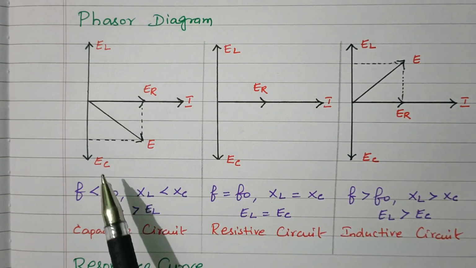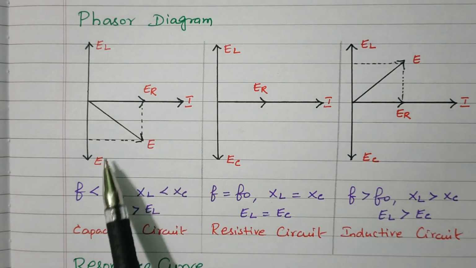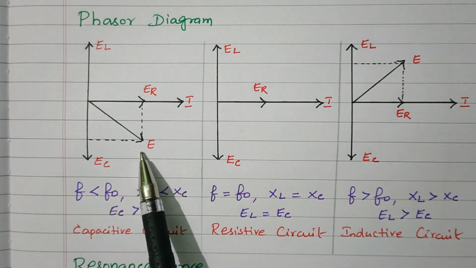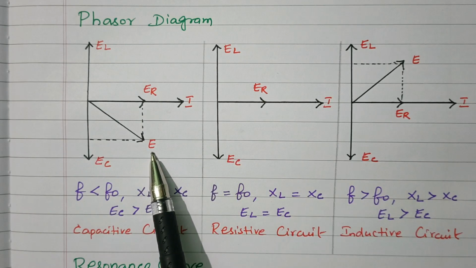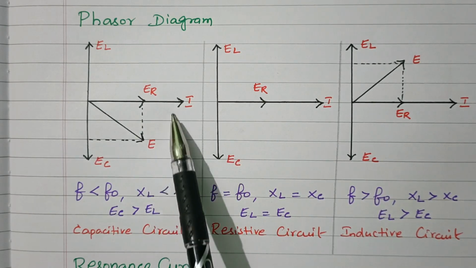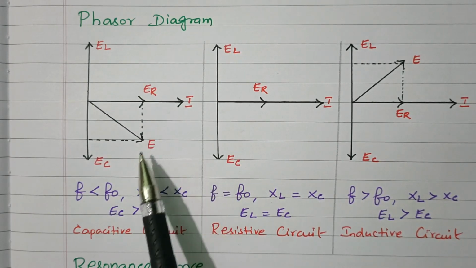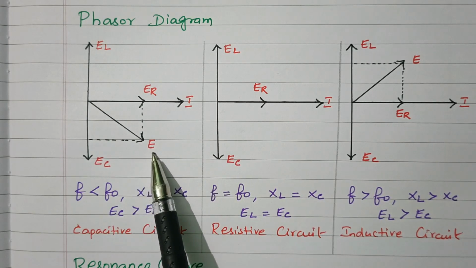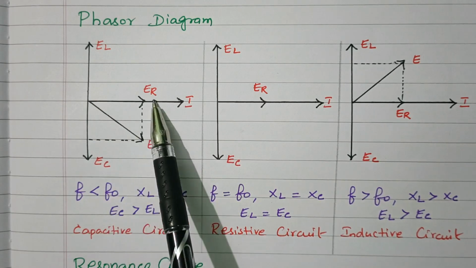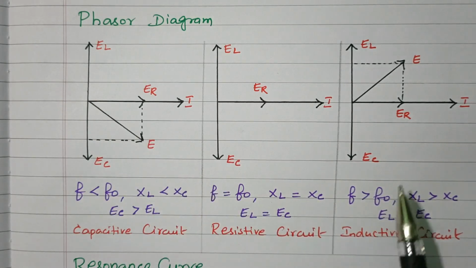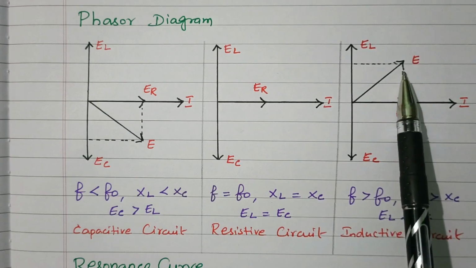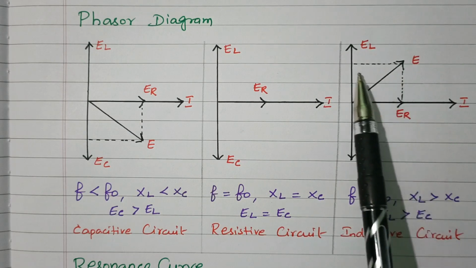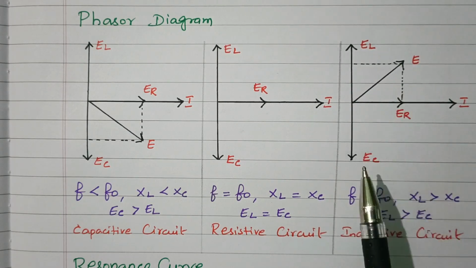In the case of the capacitive circuit, the resultant of EL and EC is lagging. This voltage is lagging, or current is leading. Current is leading, voltage is lagging here. So this is the resultant output voltage, the vector sum of EC and ER. In the case of inductive, this voltage is leading, that is, current is lagging. The E is the resultant, that is, a vector sum of EL and EC.